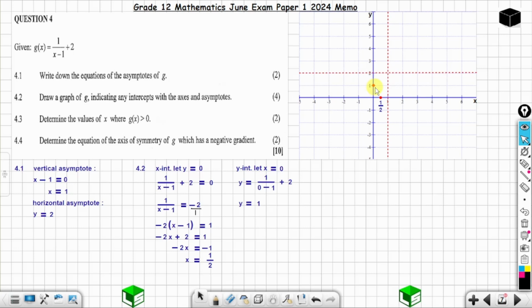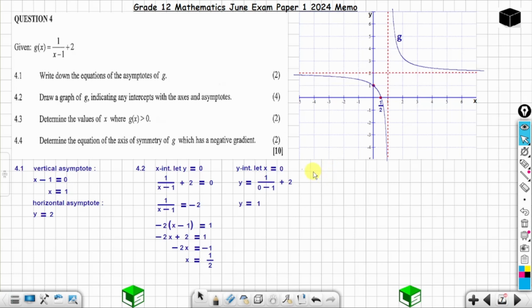So can you see your graph will be like this? Like this. Can you see? This is the graph of G, the graph of G.